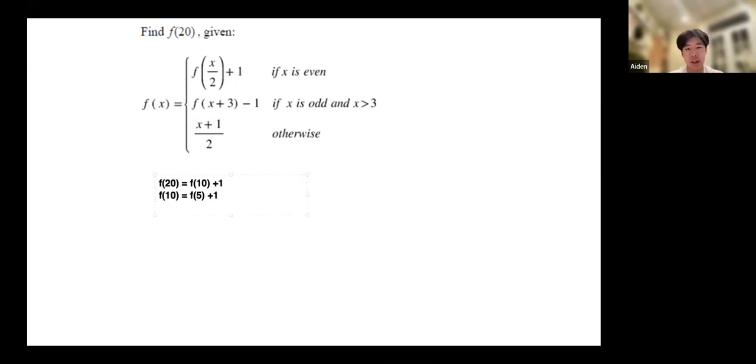Now since x is finally odd, we follow the middle case, since x is odd and greater than 3. So f of 5 gives us f of 8 minus 1. And since 8 is even again, we have to go back to following the top case. So 8 divided by 2 is 4.